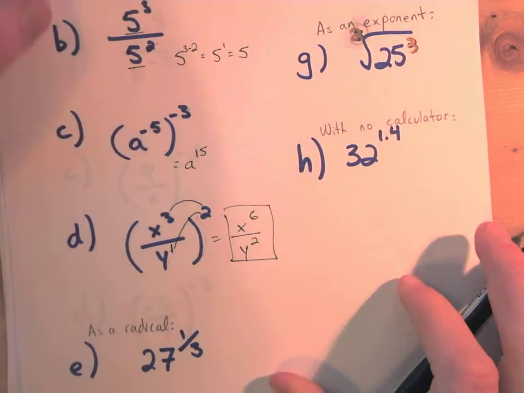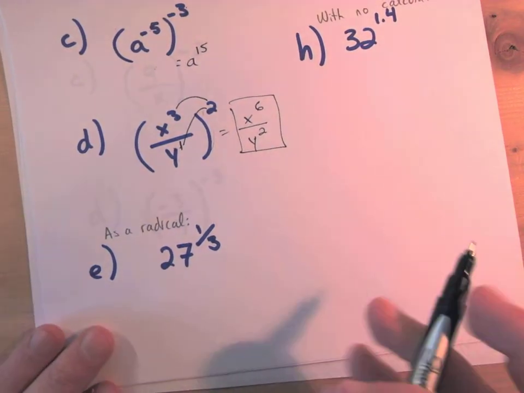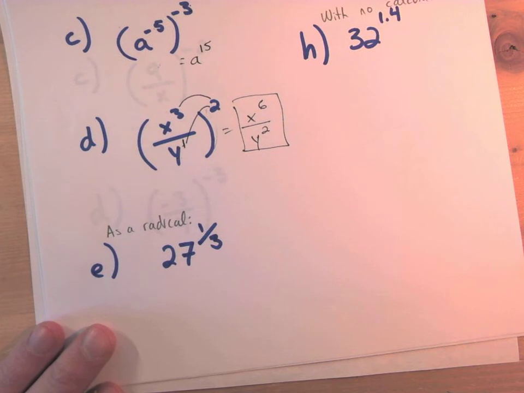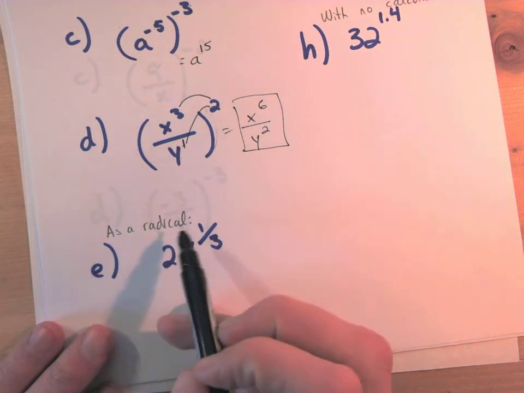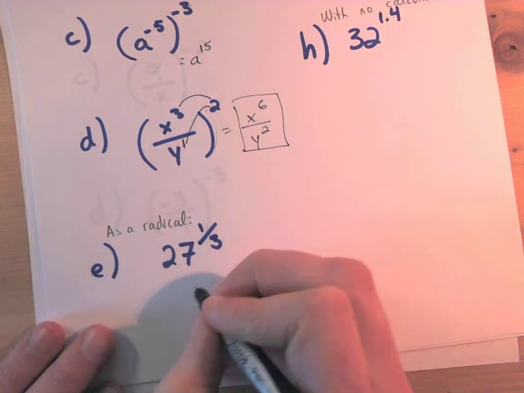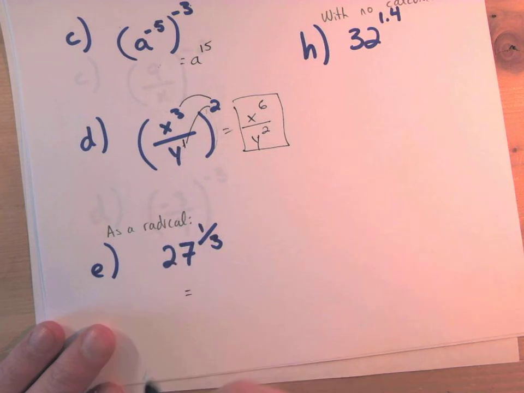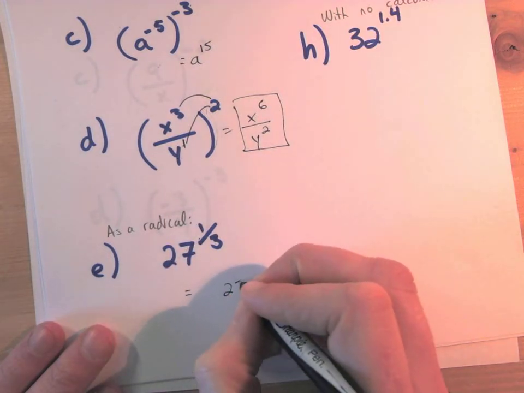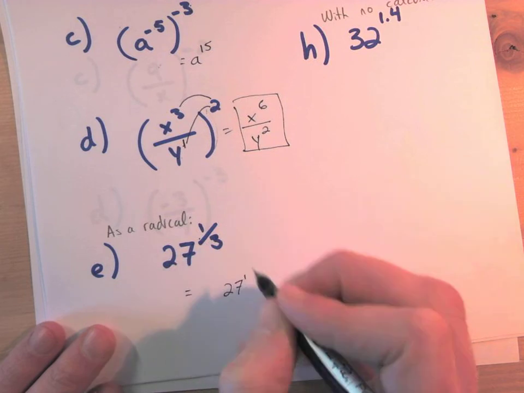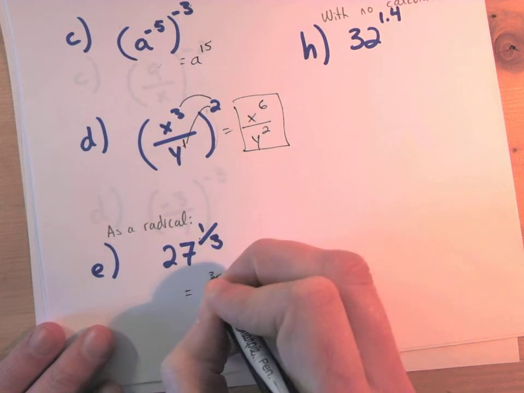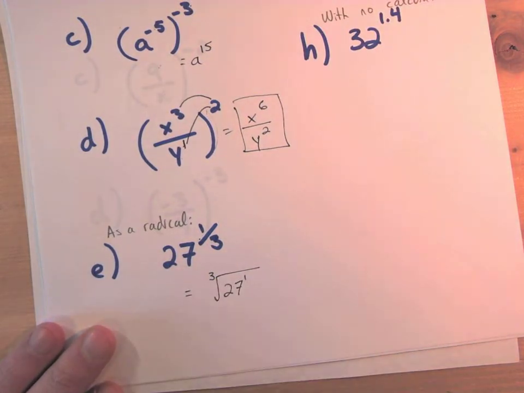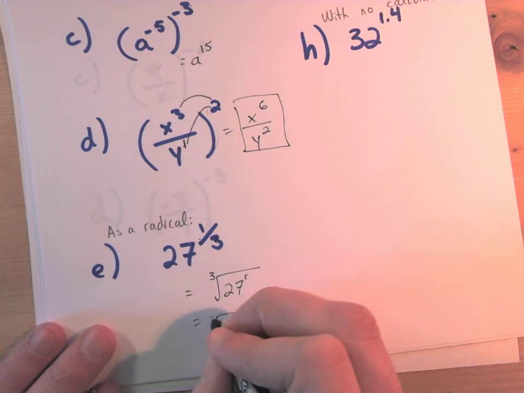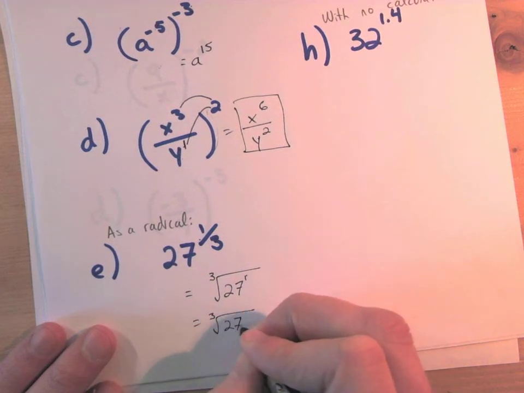Okay, now we go on to a radical. We have 27 to the power 1 over 3. That's a fraction now, so it's a bit different. It says it wants it as a radical. So we know the top number goes to the exponent, and the bottom number goes as the index of the radical. So that's our answer there. We know 1 can just not be shown, so it's just the cube root of 27.